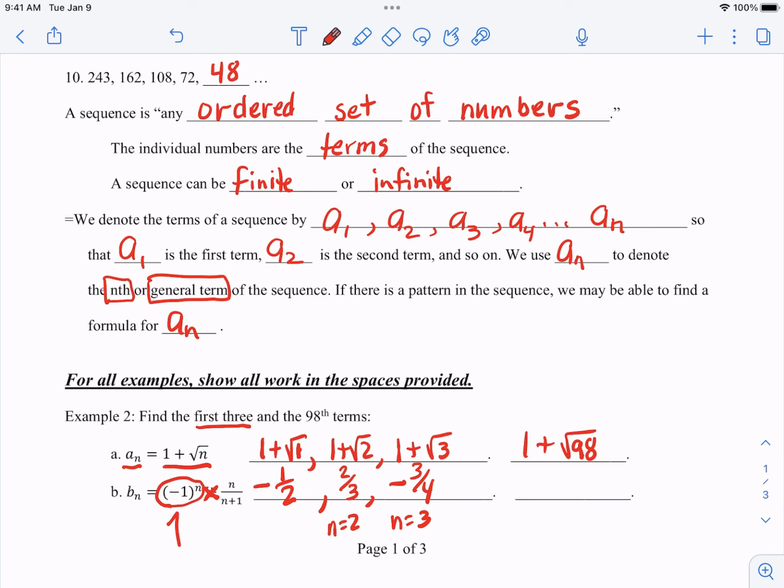So what's interesting about this little piece in front is that's how you get alternating signs. If you need a sequence to have alternating signs, then you simply put negative 1 to the nth power. Just make sure that when n is odd, you get the negative. When n is even, you'll get the positive. And so when you get to the 98th power of negative 1, that is positive 1. So we really don't have to worry about that. And just plug in 98 for n, and that'll give you 98 99ths. That will be the 98th term.